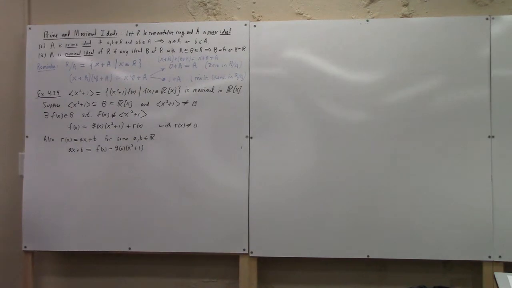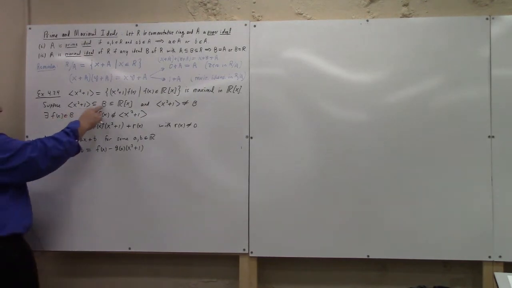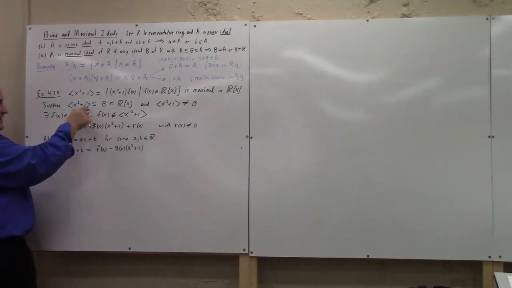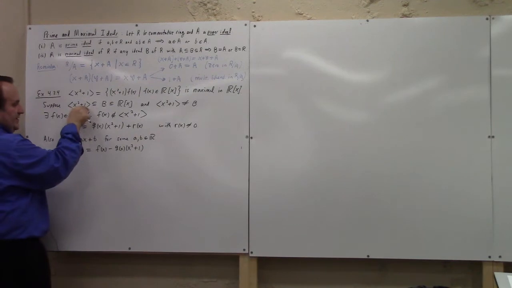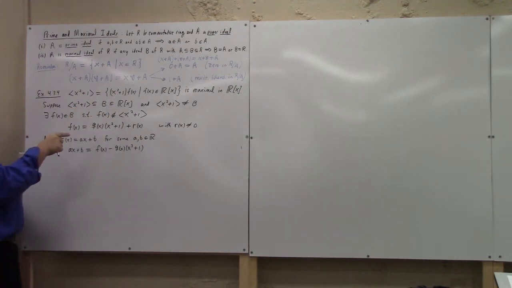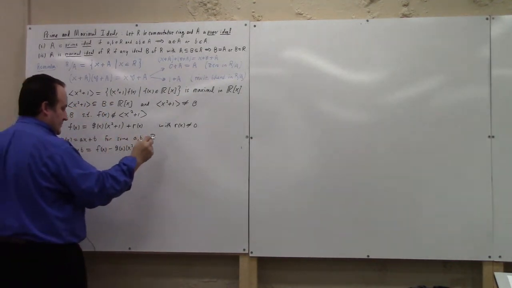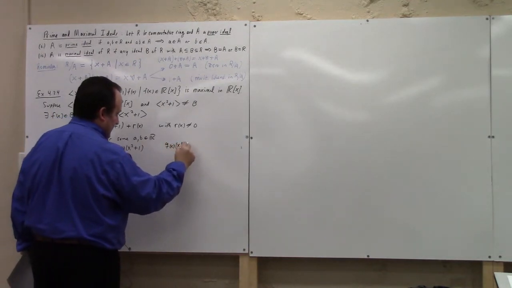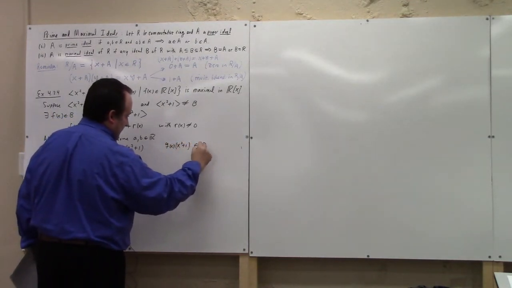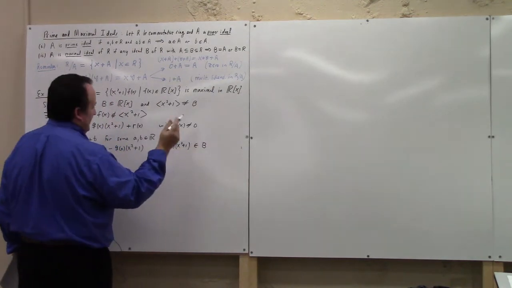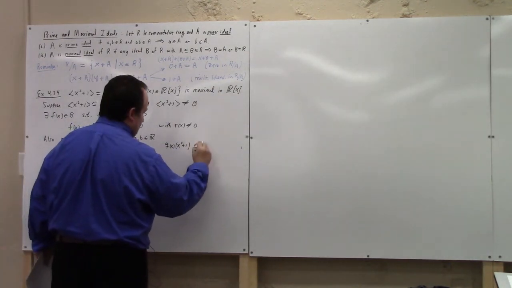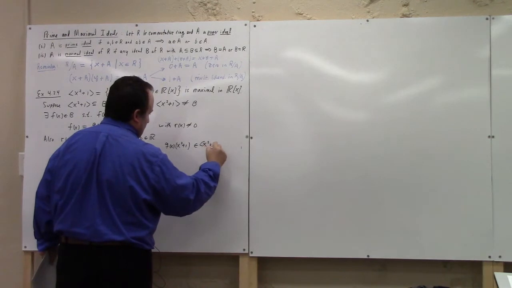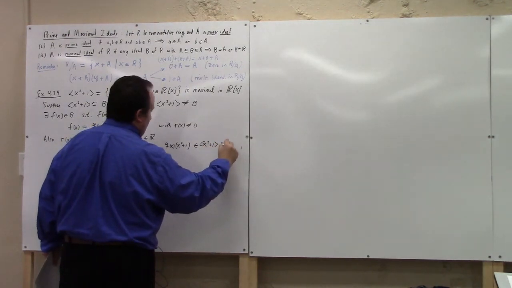Oh, I need to use the fact that, what am I assuming about B? This is contained within it, right? So the fact that the ideal generated by x squared plus 1 is inside B means that q of x times x squared plus 1 is an element of B, which, by the way, is an element of the ideal generated by x squared plus 1, which, by the way, is a subset of B by assumption, right?